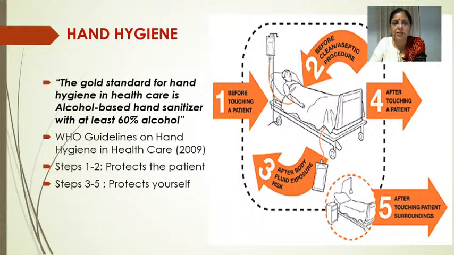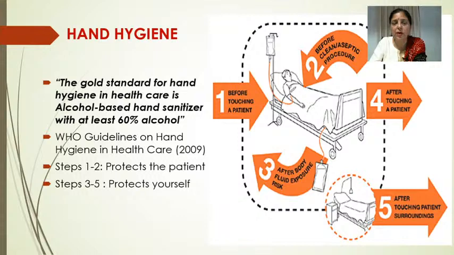So hand hygiene is the gold standard, and an alcohol-based hand sanitizer with at least 60% alcohol should be used. There are 5 moments of hand hygiene. One is before touching the patient. Second is before doing any aseptic or clean procedure. The third is after body fluid exposure, so like you are touching the drain or the urine bag, or after touching the patient, or after touching the patient's surroundings.